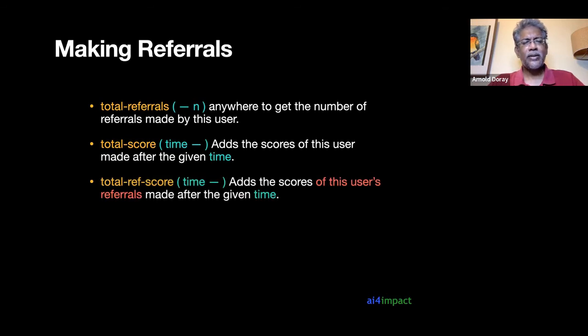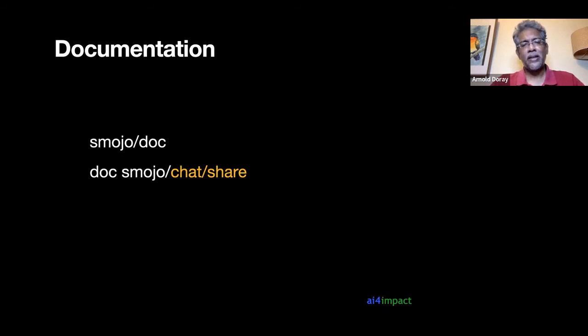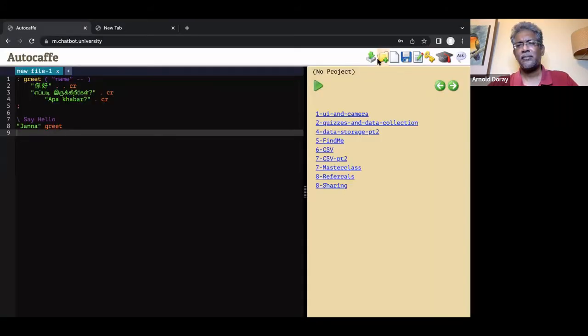Thirdly, there is total ref score, which adds the scores of this user's referrals made after the given time. Not his score, only the people that he made the referral to. If you want to get all the scores, just set the time to 0 and you'll get all the scores. As usual, the documentation is in Smojo doc. Just call doc space smojo/chat/share, and you can get the detailed documentation along with sample code as well.